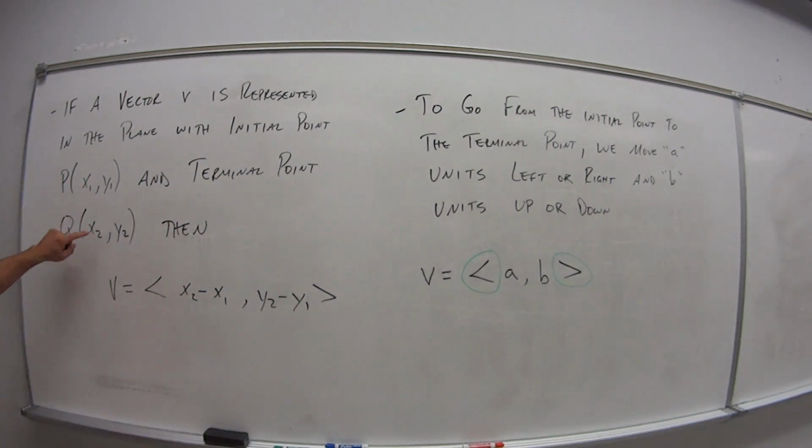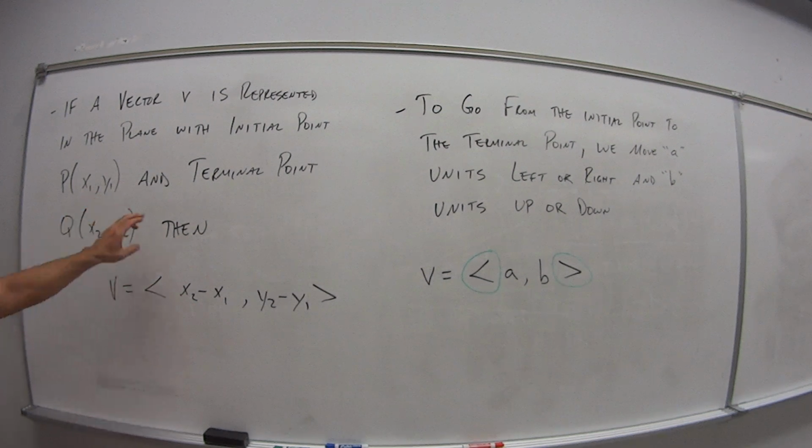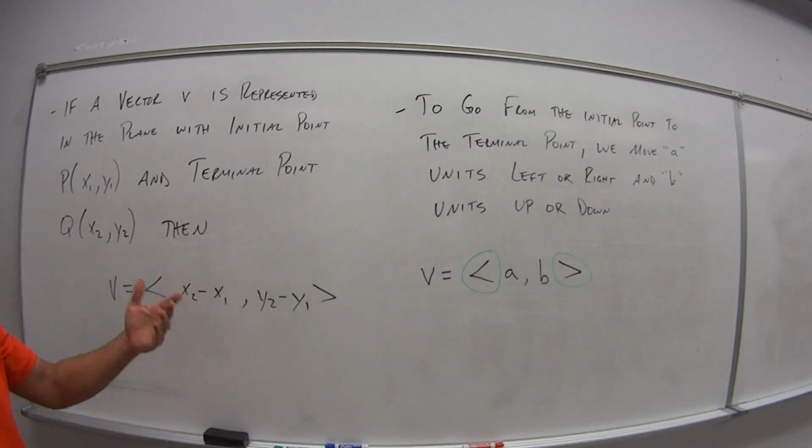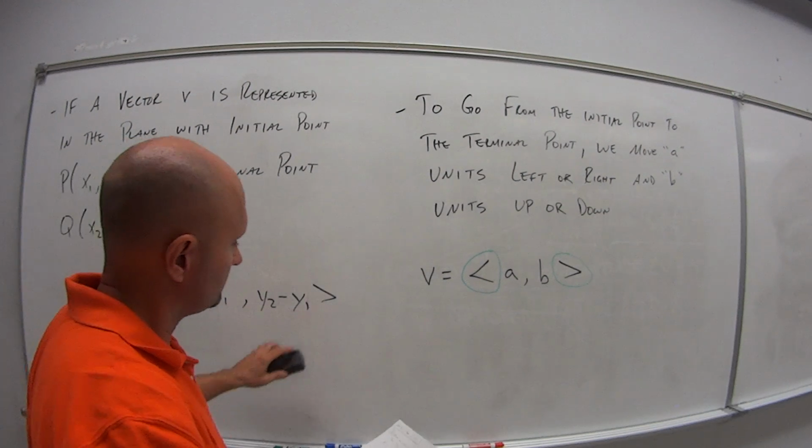So for my terminal point, take that x value minus the x value of my initial point. That gives me a value for here in the beginning. And y2 minus y1 is my B value, which direction I'm moving: up, down, left, right. So let's look at an example.